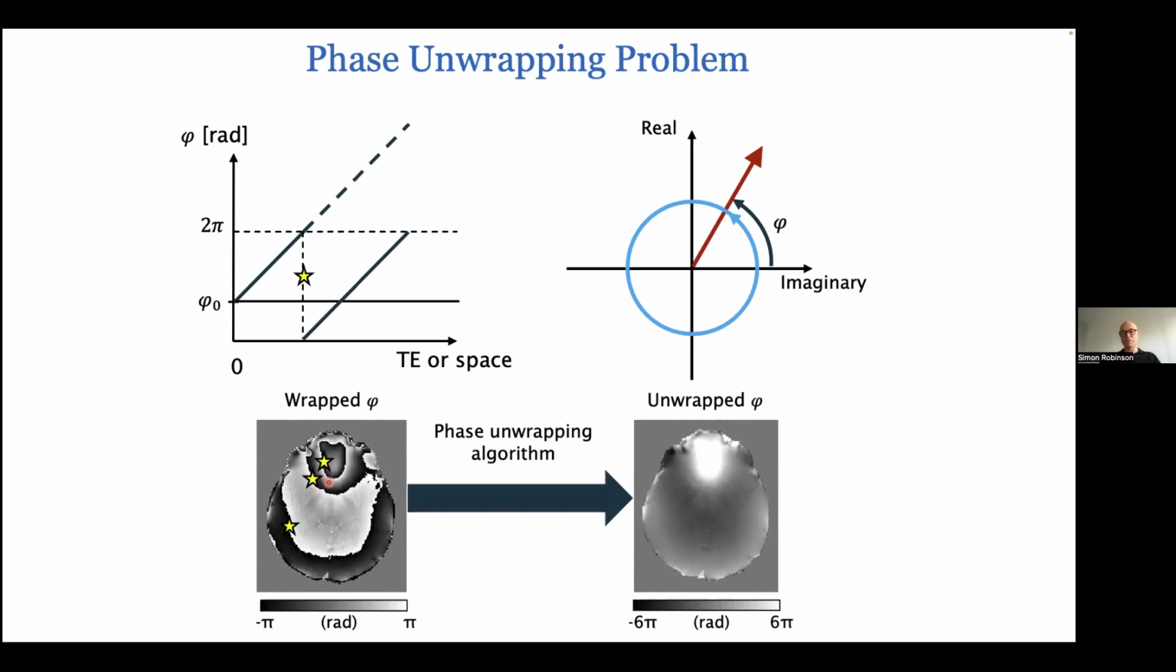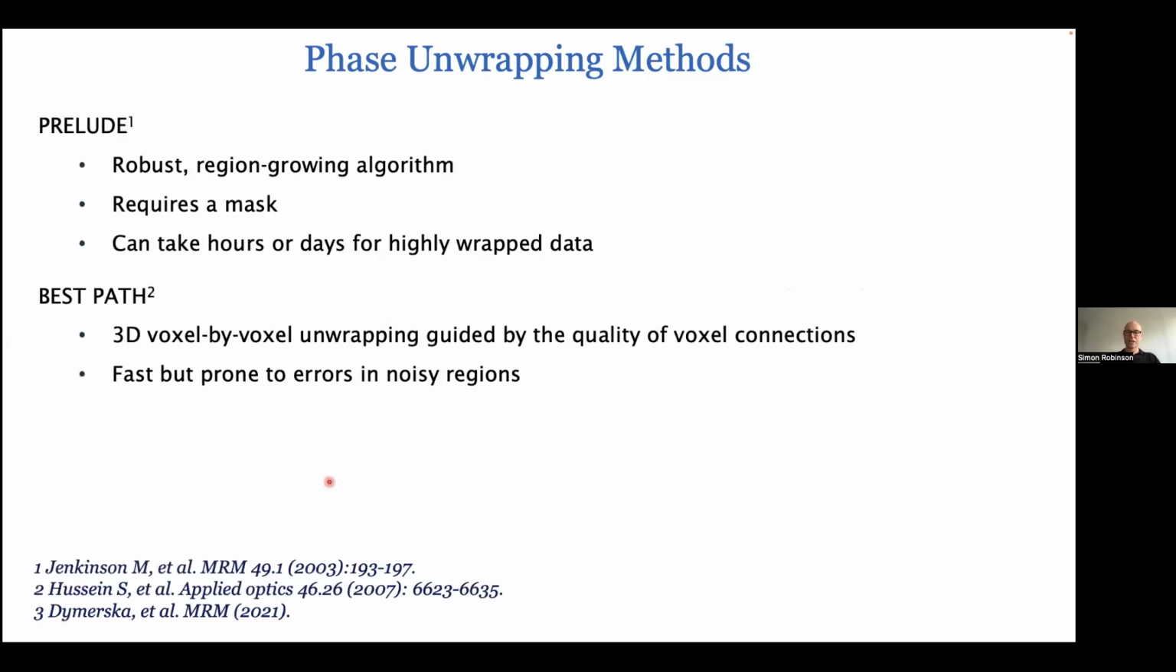That gives us our unwrapped phase image that then reflects things like the static magnetic field. So we wanted to do that both for high resolution gradient echo data, but also for EPI data. In particular for EPI, it has to be very fast and robust. We looked at existing methods and we found that Prelude, which is probably the most commonly used method by the FMRIB FSL group, it's robust.